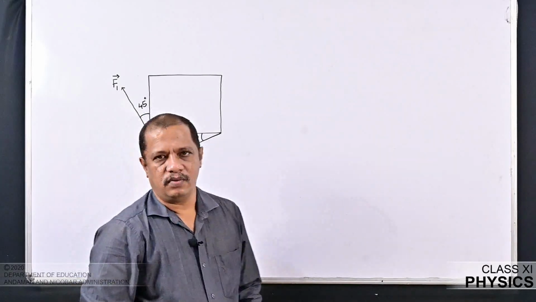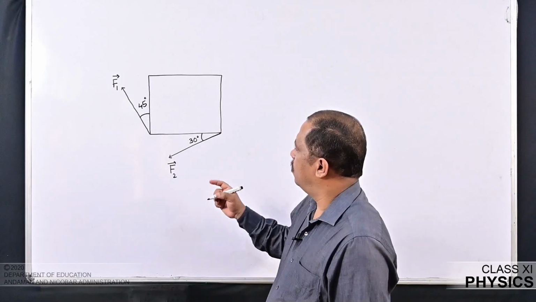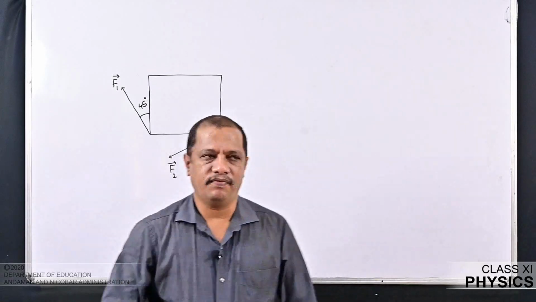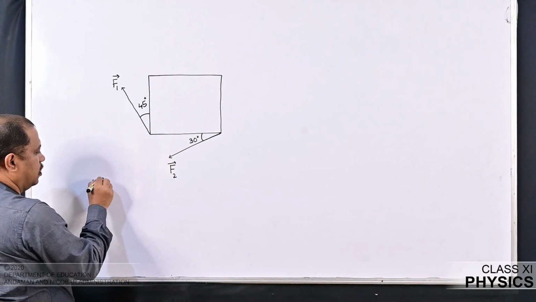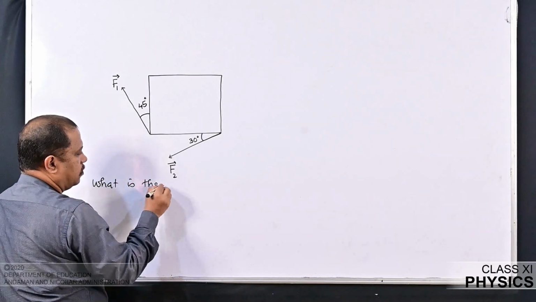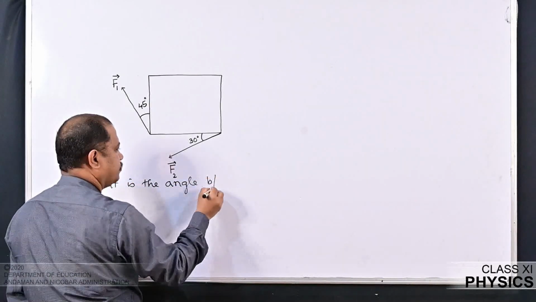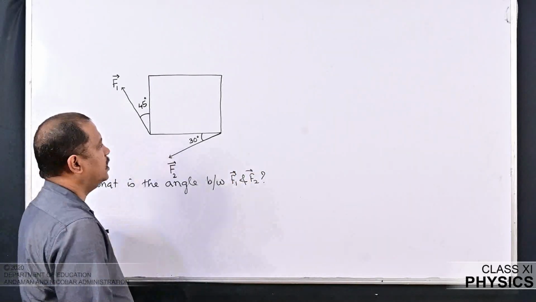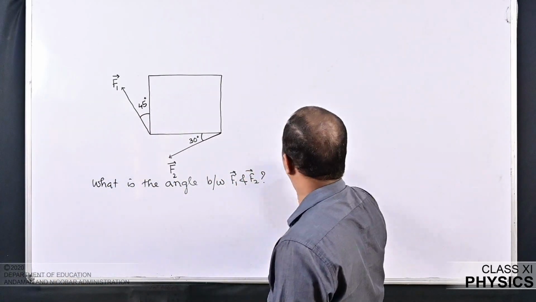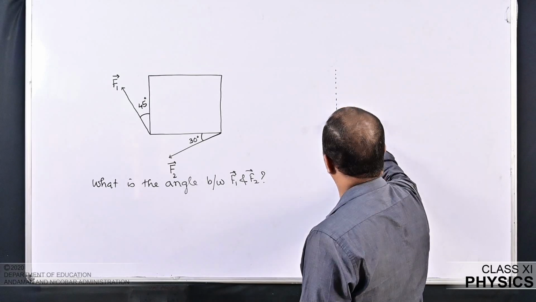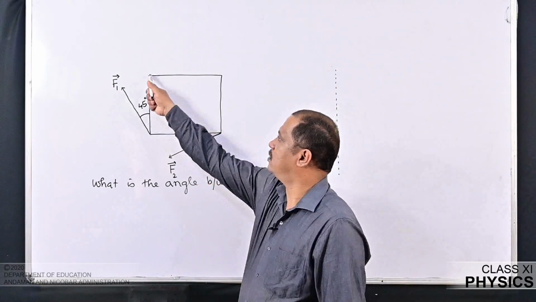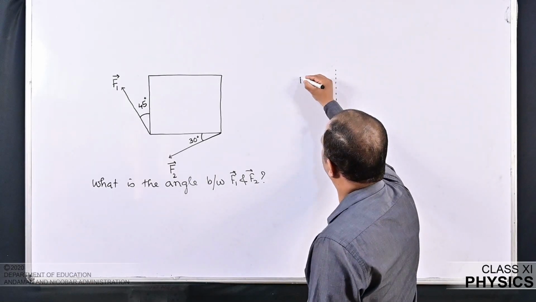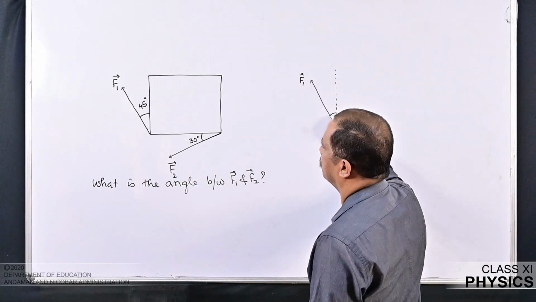Now we are asked to see what angle the vector F1 subtends with vector F2. So what is the angle between F1 and F2? To see what is the angle between the two, let me draw this vertical side, this arm, like this. So my F1 is like this, and we said that this is 45 degree.